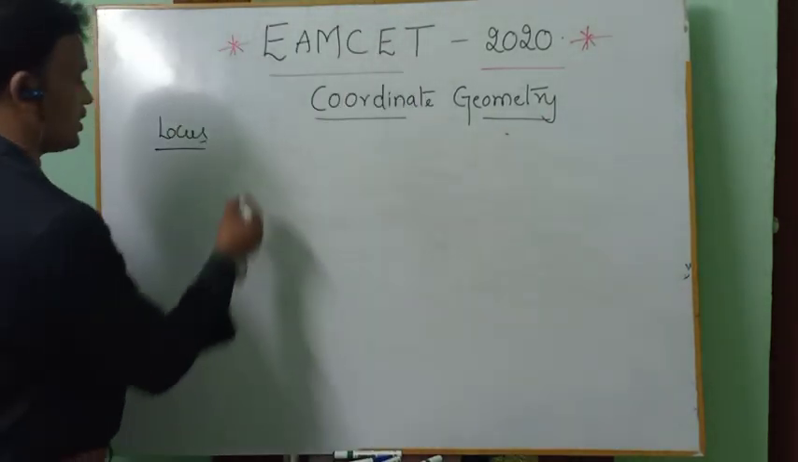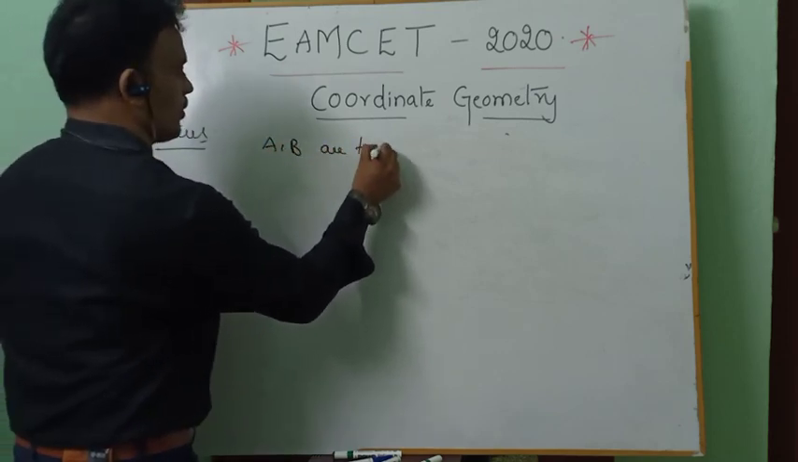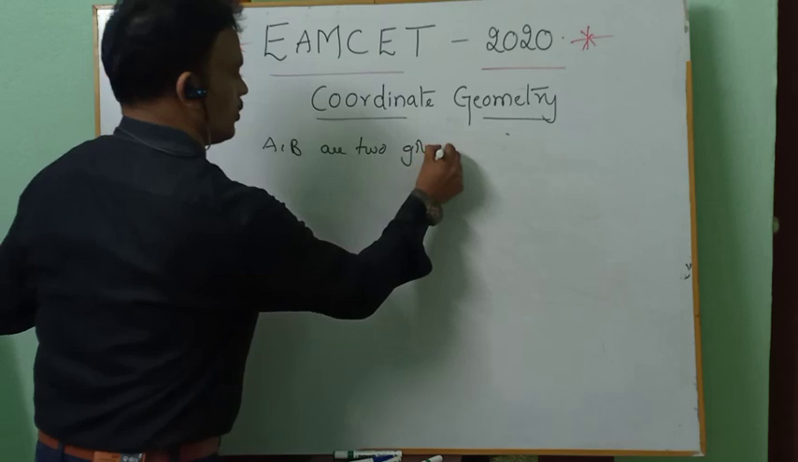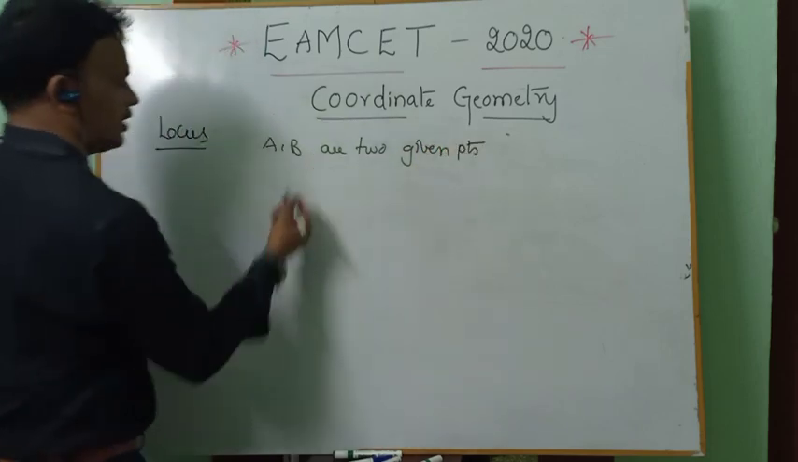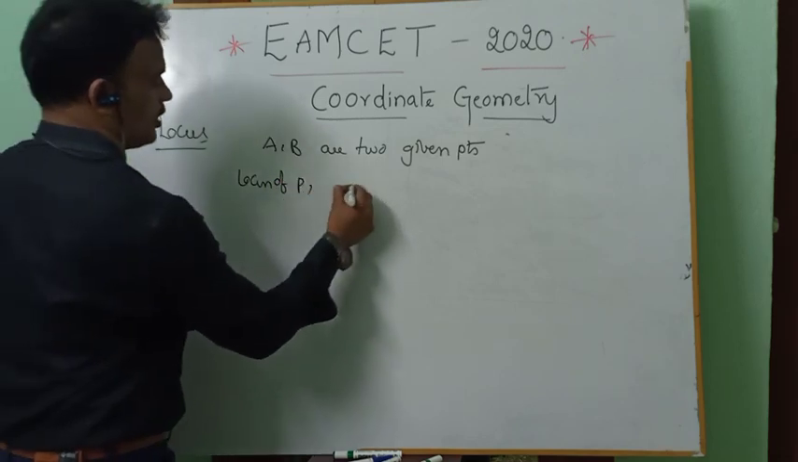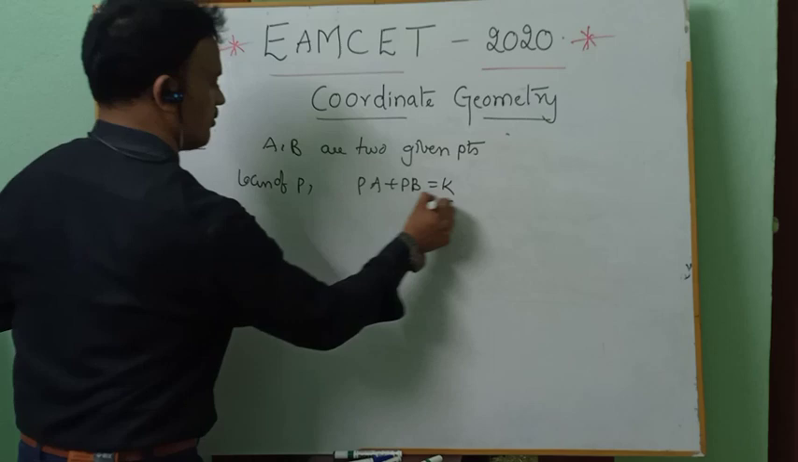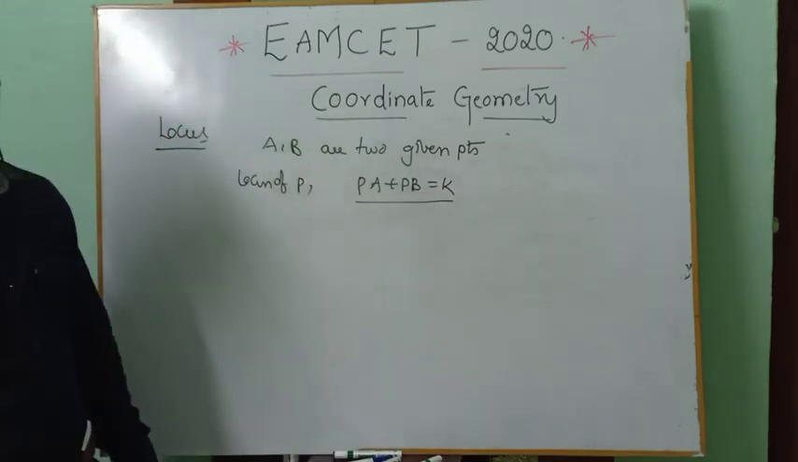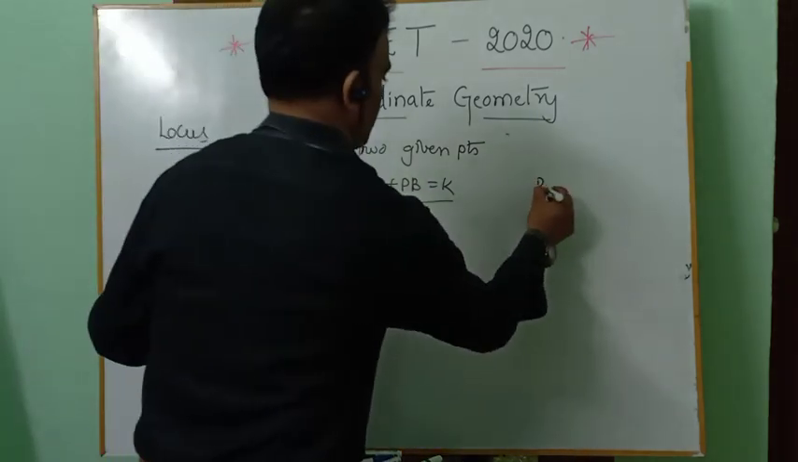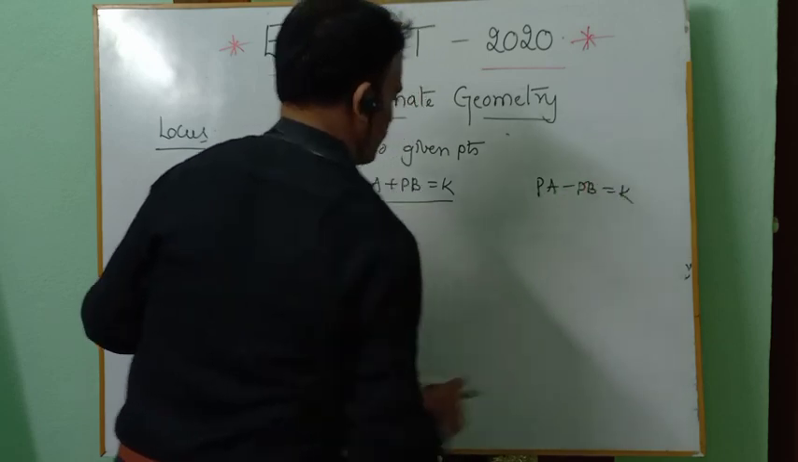Yes, coming to the next condition. A, B are two given points. So what is the locus of P such that PA plus PB is equal to K? Like this, they will give the condition, or PA minus PB is equal to K.